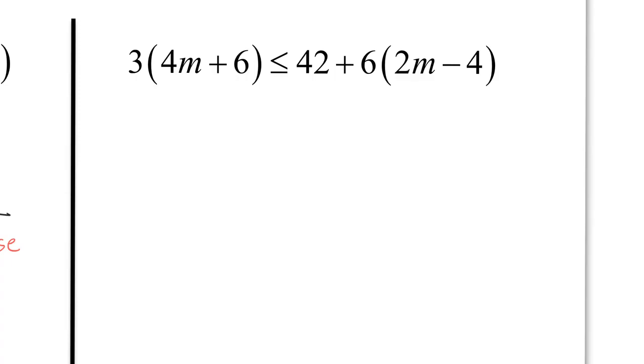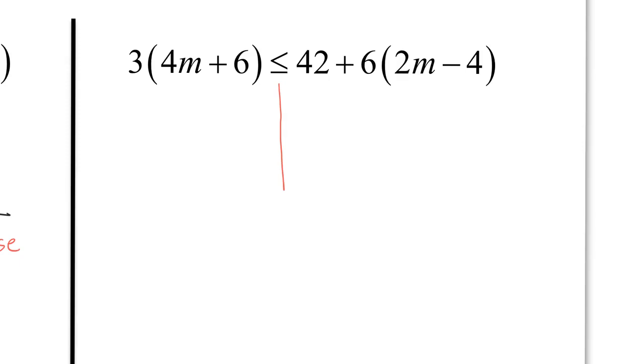Now this one here, you also have to distribute, and notice that we have two parentheses. Let me just write down the line under the inequality here. So I'm going to multiply 3 times this parentheses, and on the other side, notice I do have 42 plus 6, but you never add or subtract before you multiply. That's PEMDAS, that's the order of operation. So we have to multiply the 6 times the parentheses first, okay?